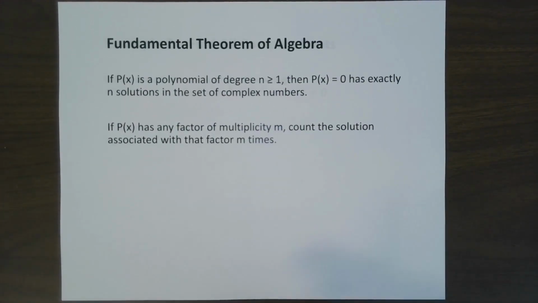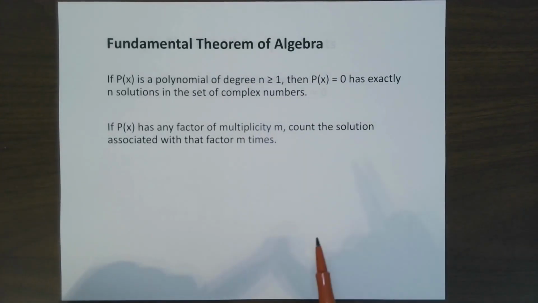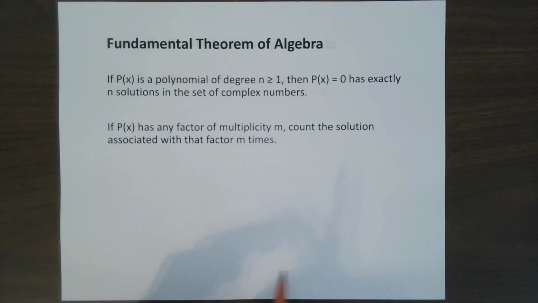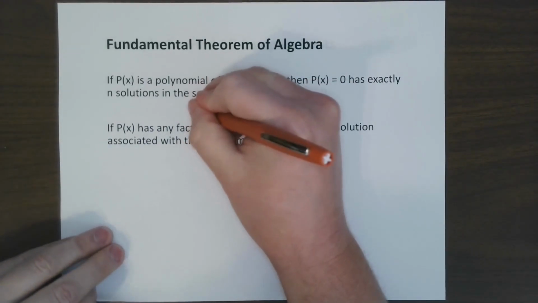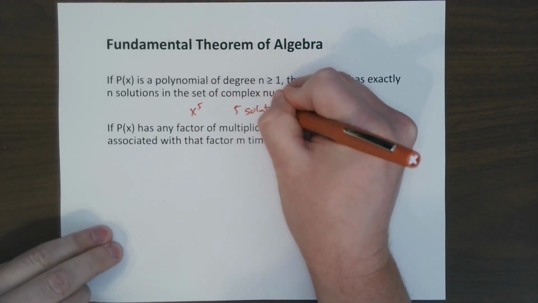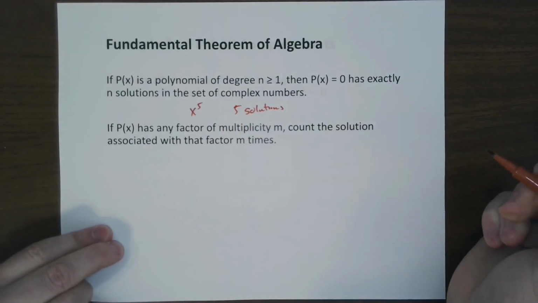Now this brings us to the fundamental theorem of algebra, which basically says that if you have a polynomial with a degree bigger than 1 and it equals 0, it has exactly n solutions in the complex numbers. So in other words, you can have 5 solutions. They don't have to be real. They could be real, imaginary, radical. It doesn't matter. For example, if you have something like x to the 5th, it has 5 solutions. Whatever the degree is, that's how many solutions you have.